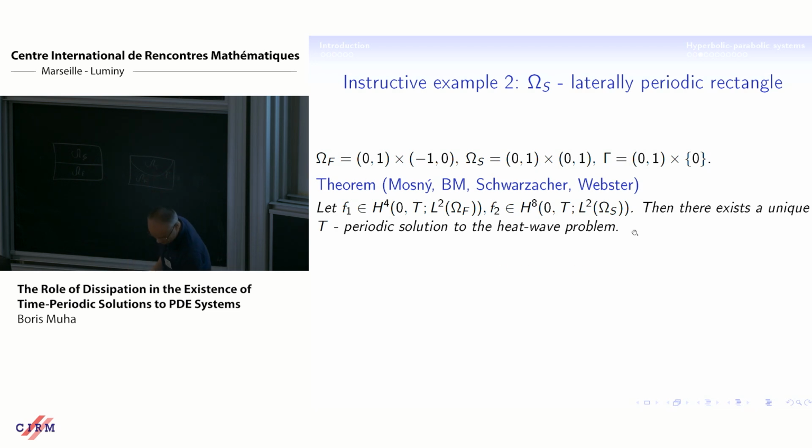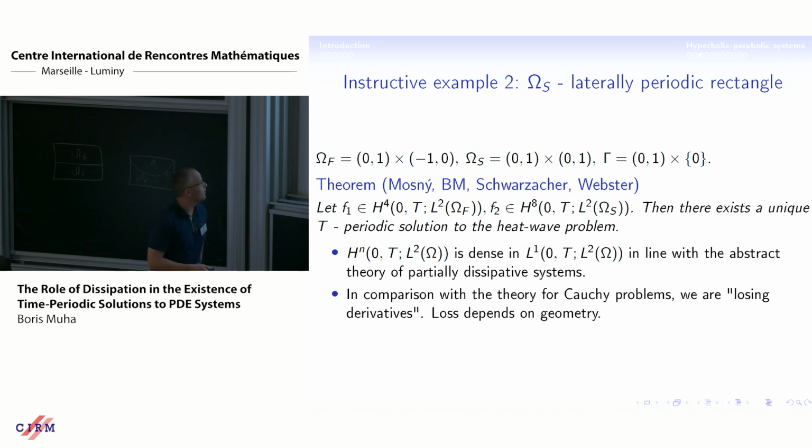Okay, now let me comment on this. First, what you notice is that if you do weak solution, these are lots of derivatives you are asking for. No? Much more than in a Cauchy problem. But also I want to notice that somehow, of course, this is dense in L1, L2. So this is somehow in line with Gaudi's theory I presented before. But now we have a characterization of this set.